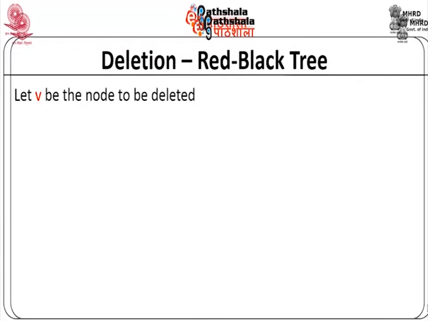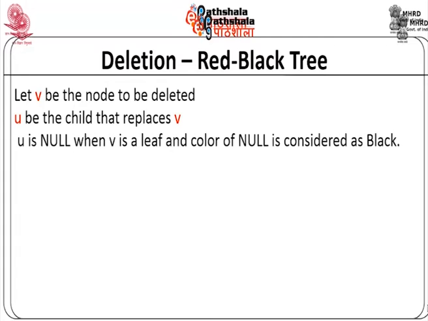Now, let V be the node to be deleted, and U be the child that replaces V. If U is null, then V is a leaf and the color of null is considered black. So, what we are trying to say is V is the node to be deleted, and U is the child of V, either left or right child. If U is null, that means V is a leaf node, and it is considered black.